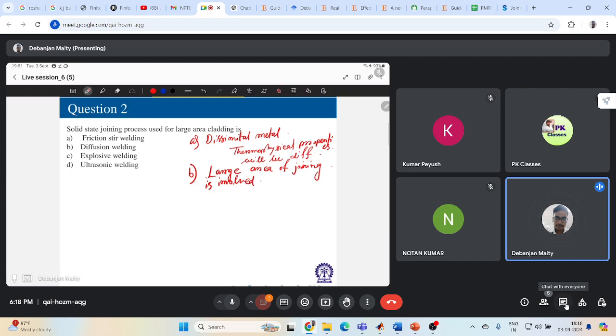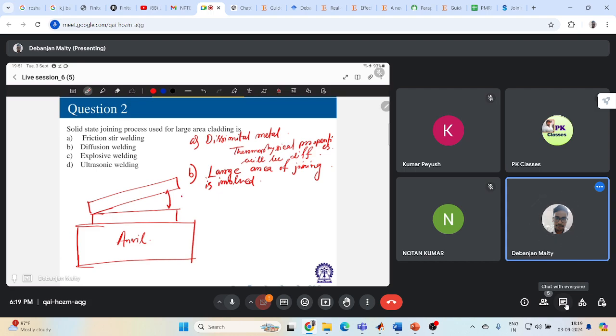Okay. Now over here, let me draw a schematic. So over here, you will have the components. You will have some kind of anvil. We call it anvil. Then over the anvil, you will have the plates to be joined, right? So you'll have some contact angle. So this contact angle will matter, right?